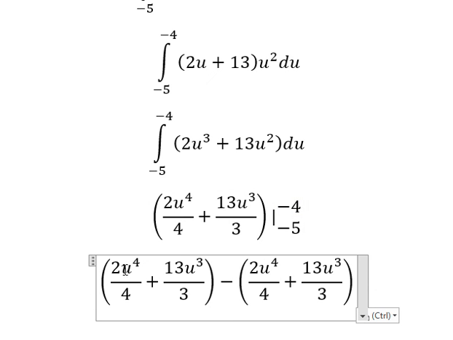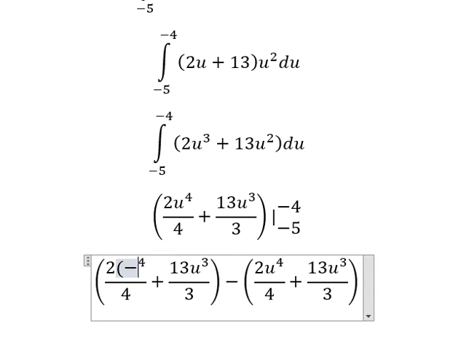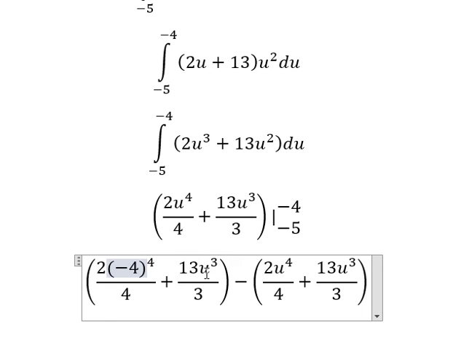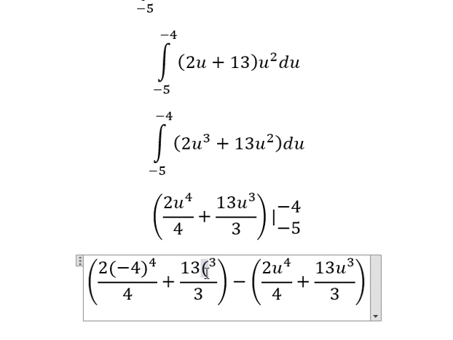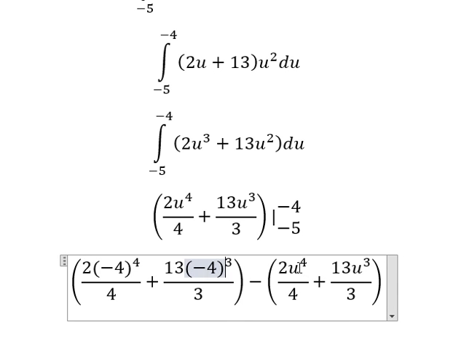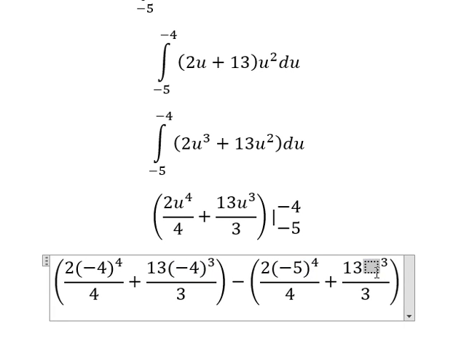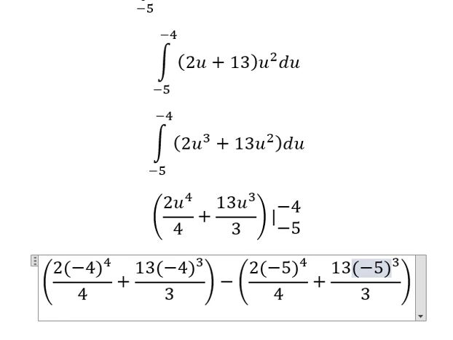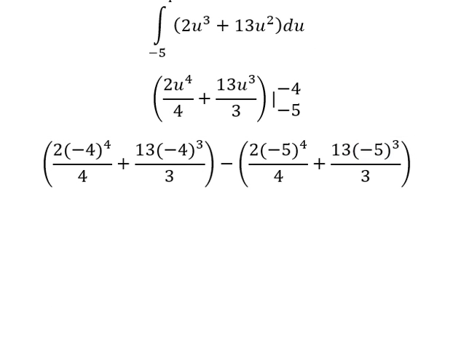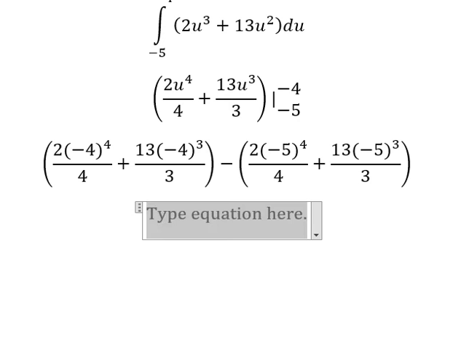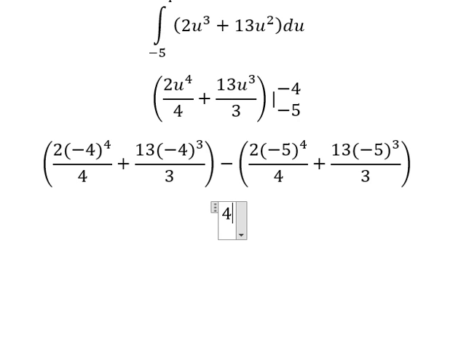And now we put the values in here. And here, negative 5. So we got the final answer. We have 479 over 6.